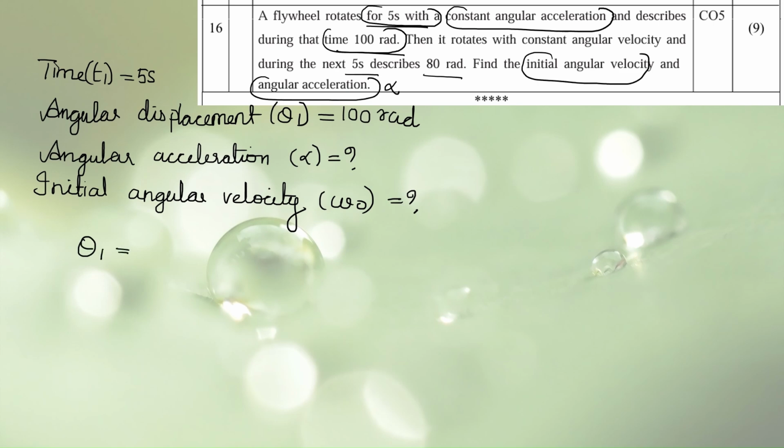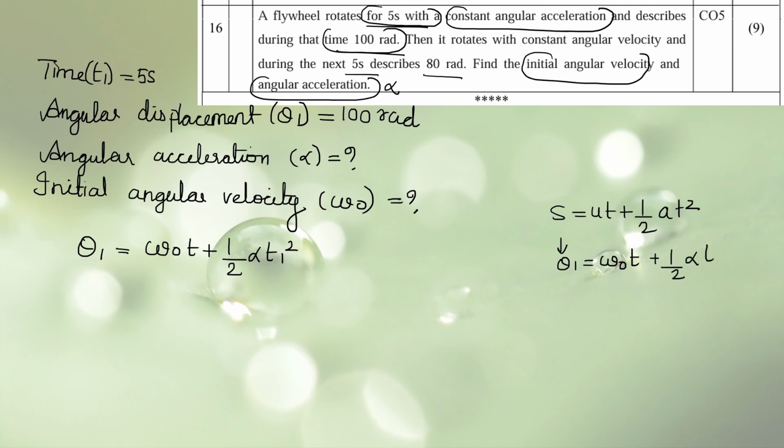theta 1 is equal to omega 0 t plus half alpha t1 square. Okay, s is equal to ut plus half at square. Similar to that, instead of s I put theta 1, u is initial velocity omega 0, t, half into angular acceleration into t1 square. Okay, this is the equation.